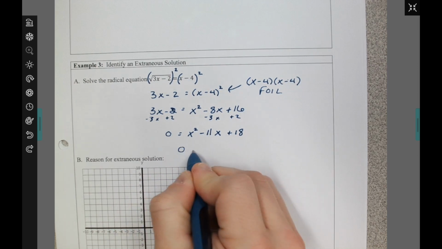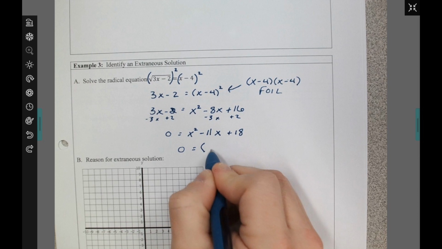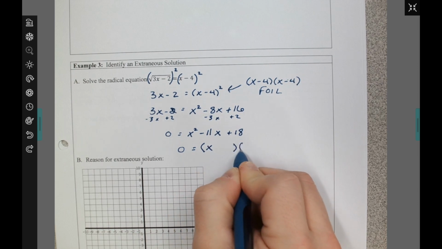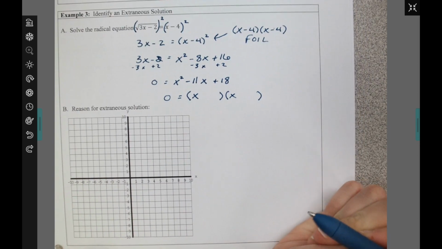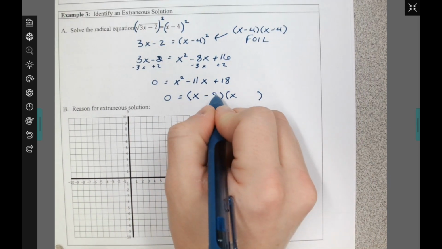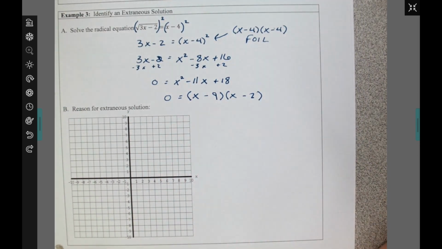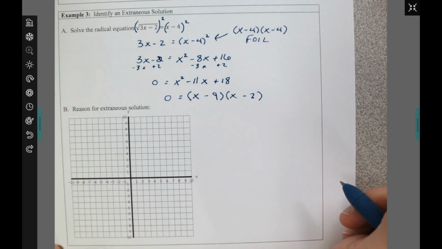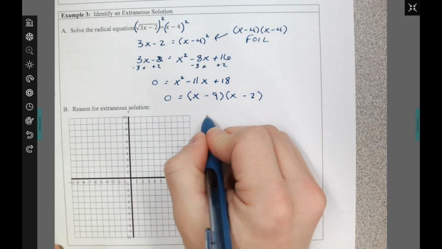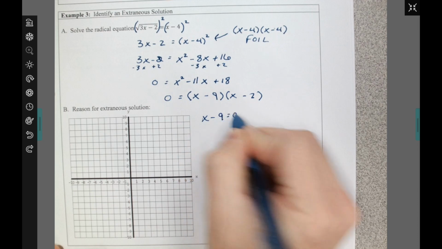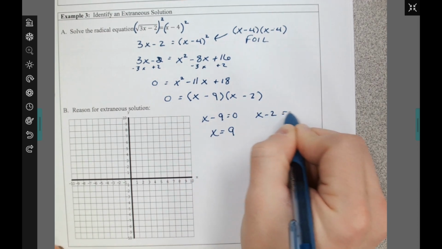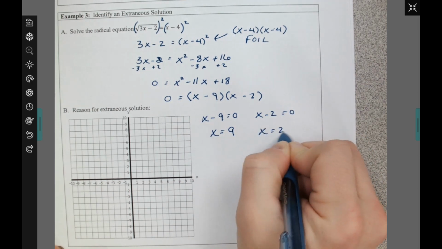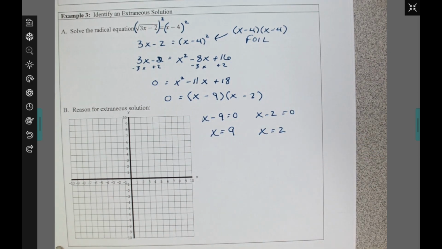When you have your quadratic, which is equal to 0, we go ahead and factor. So we want to know what multiplies to give us positive 18 and adds to give us negative 11. It's going to be a negative 9, negative 2. And then from there, we break them and solve. X minus 9 equals 0, so we get x equals 9. X minus 2 equals 0, so we get x equals 2. These are our possible solutions.